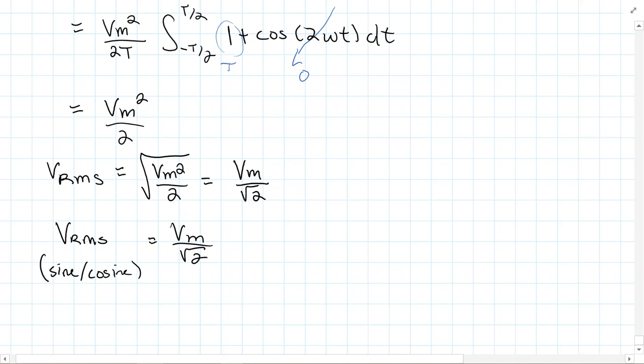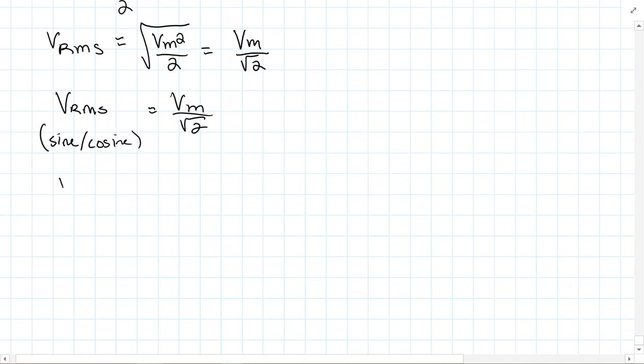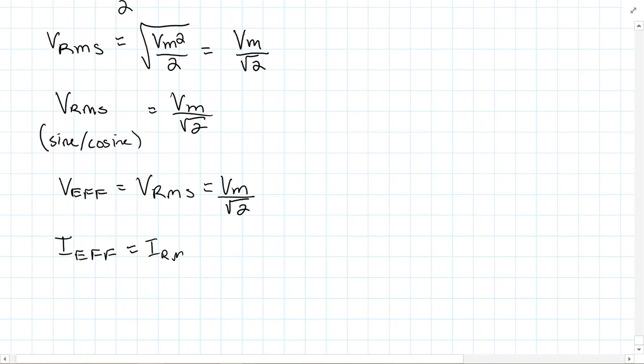Fortunately for us, we're going to be dealing with sinusoids in this chapter primarily, so we're always going to be able to use Vm over the square root of 2 for the RMS value. Now, some texts, instead of RMS, call this an effective voltage. So if your textbook author has V effective, that is referring to VRMS, which is equal to Vm over the square root of 2. Now, we could go through the exact same process and get an RMS value for I, which would be Im over the square root of 2.